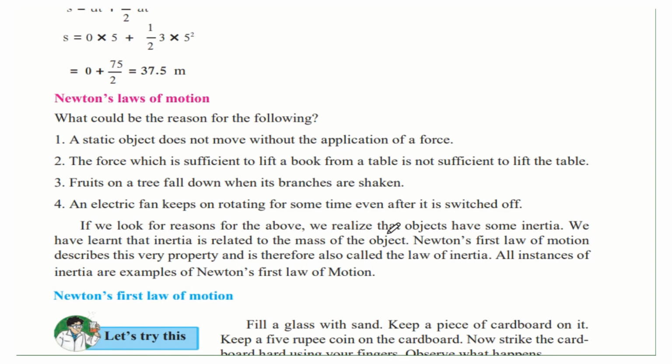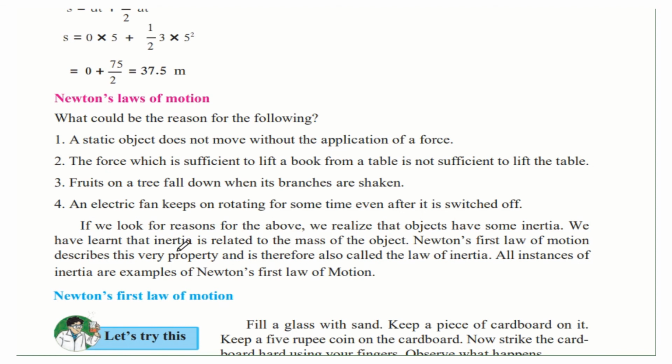So, if the book was kept on the table, it will remain on the table unless you apply an external force, that is, unless you try to lift it or push it. Similarly, an object that is in motion, like the fan, even after you switch it off, because it is in motion, it will not suddenly stop. It will stop after some time.